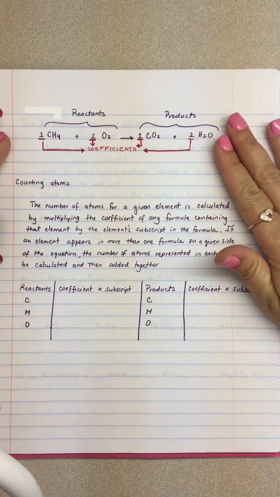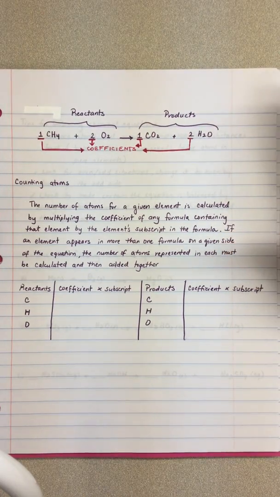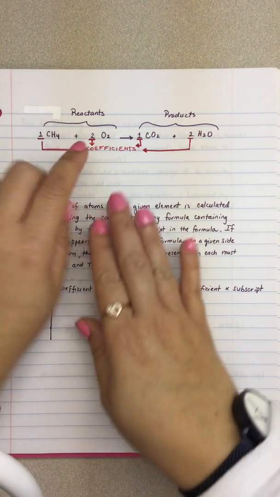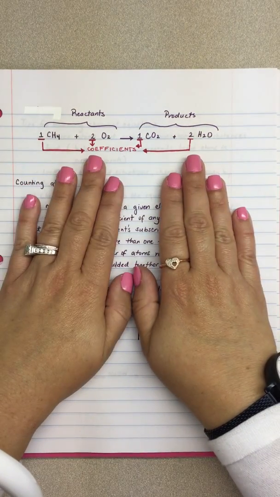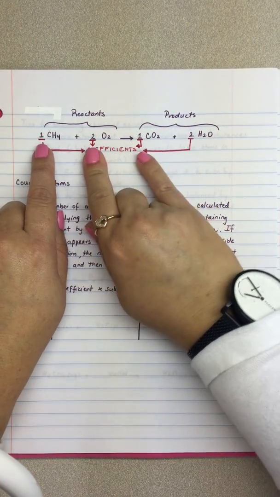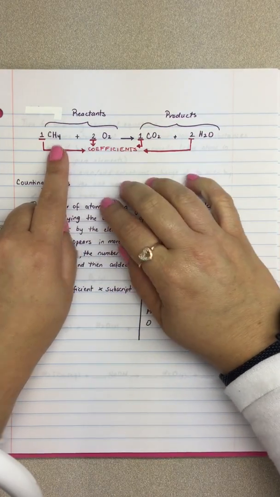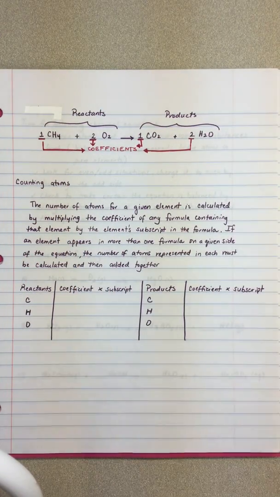So I'm giving you here a different equation, but it has the same descriptions as the previous one. You have your reactants on the left side, your products on the right side. You have numbers, you have your coefficients in front, and you have your subscripts in your formulas indicating how many of each atom you have.